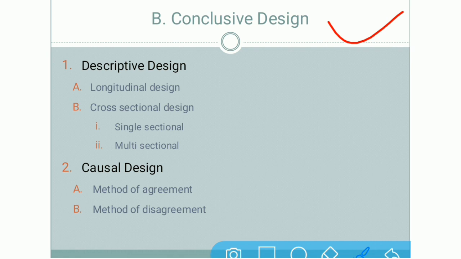How can you get the details? Details can be collected through two types. One is descriptive design, the second is causal design. Let us start firstly with the descriptive design.